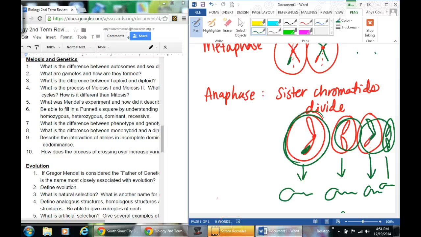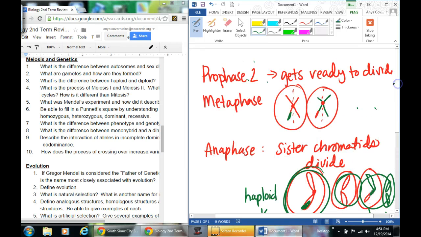Okay, so haploid, these are the haploid cells, and haploid just means half, okay, half of the DNA. Diploid cells are going to be the first cells that we created, these ones right here, that have the full DNA.